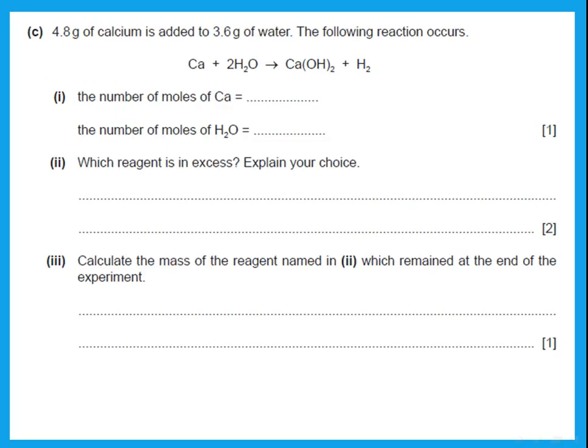Okay, this question says 4.8 grams of calcium is added to 3.6 grams of water. What would be the number of moles of each one? So the number of moles of calcium from its mass is 0.12.